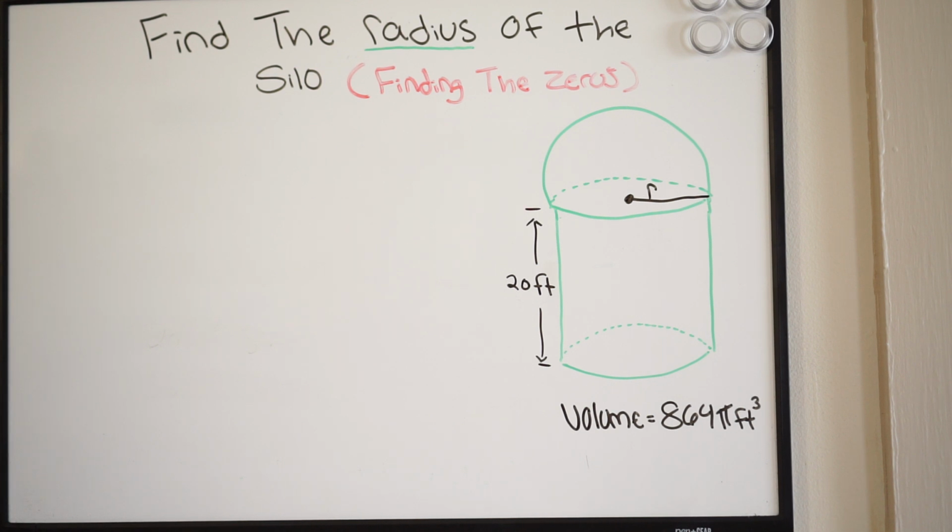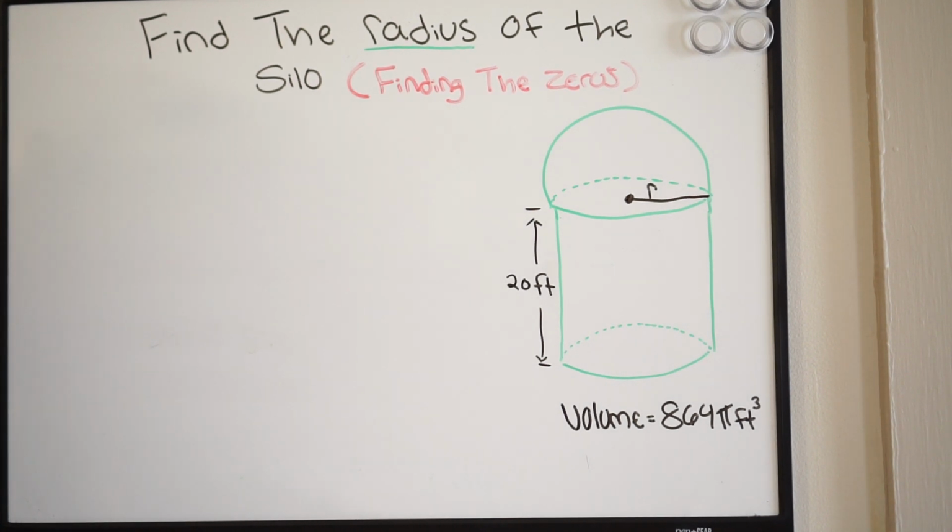You can see on the base we have a cylinder and on the top we have a hemisphere. We're given the information that the height of the cylinder is 20 feet and that the radius is going to be the same for both the hemisphere and the cylinder, and it's just R. The total volume of the silo is 864 pi cubic feet.